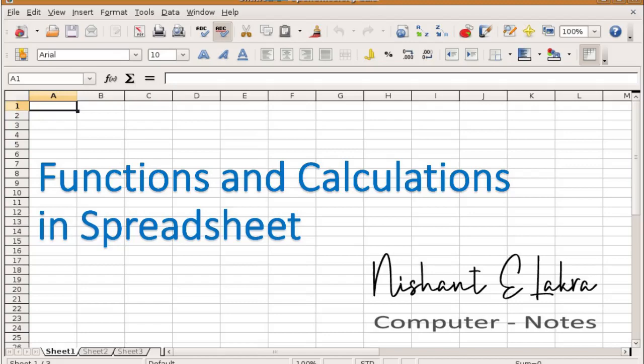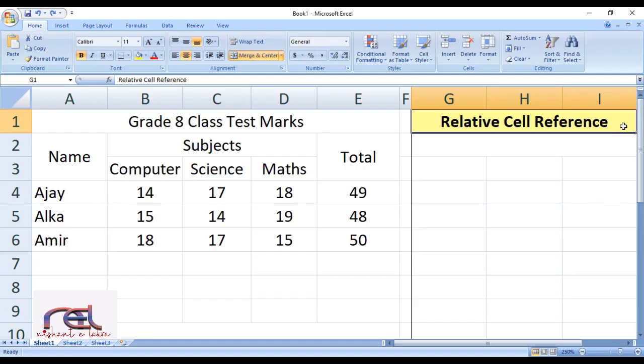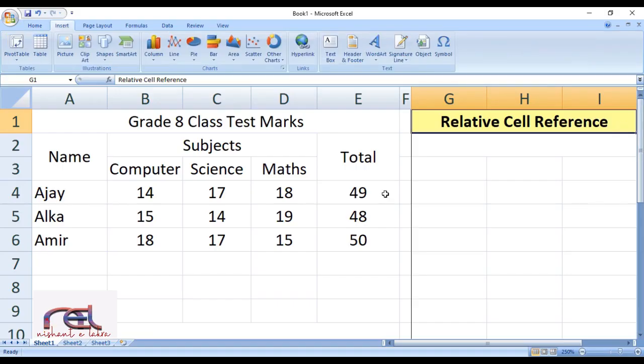Hello everyone, we are studying the lesson Functions and Calculations in Spreadsheet and will continue studying. Today we will be learning about reference, relative cell reference.